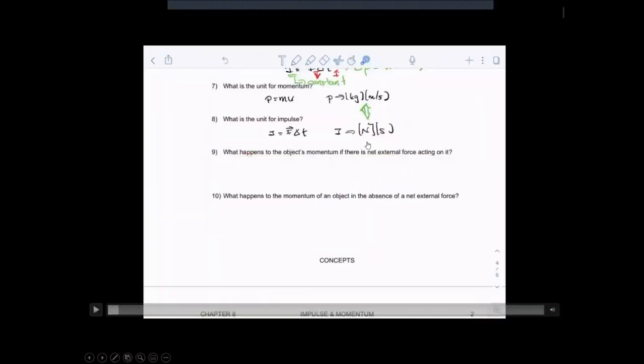All right, so what happens to the object's momentum if there's enough force acting on it? So it's a single mass. If there's enough force acting on an object for this duration, it's going to change its momentum. So force is going to cause the momentum to change. It's going to cause the object to speed up, slow down, or change direction. So the velocity is going to change, which means that the object is going to accelerate. So the impulse momentum theorem is a re-expression of Newton's second law.